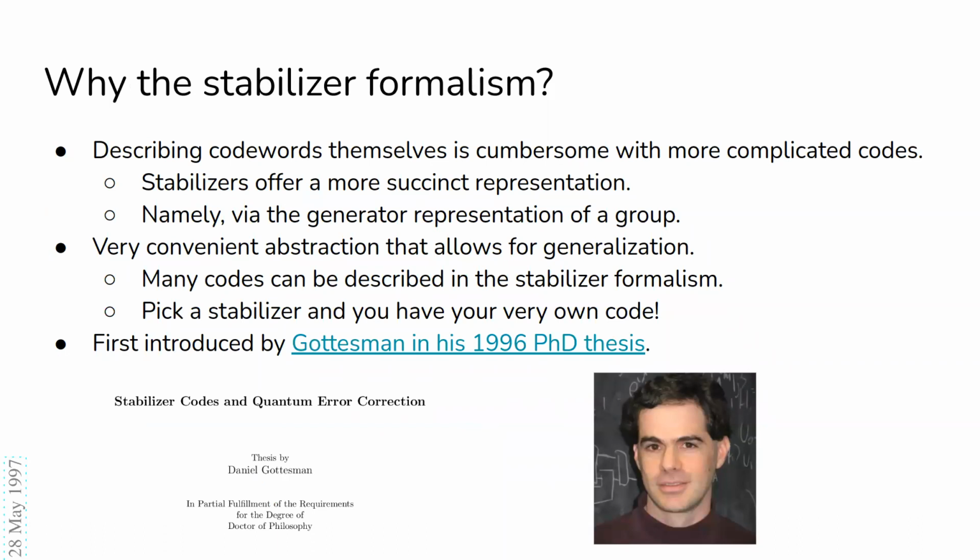So just a little bit more context, history, whatever. This was introduced by Daniel Gottesman in his PhD thesis in 1996, where he was at Caltech, and if I recall right, supervised by John Preskill. And Daniel Gottesman is still very active in error correction, now at Perimeter Institute. And okay, I said this in words too. It's a very convenient abstraction. Very roughly, pick a stabilizer group, and that defines a code.